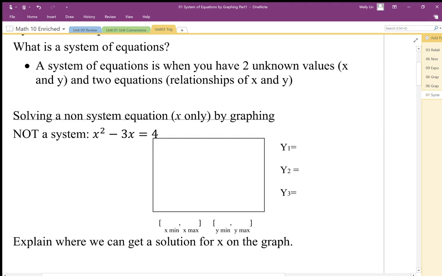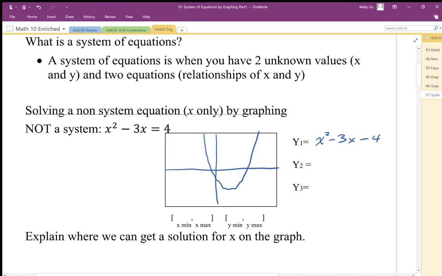So if I were to graph this, I want to first make it equal to 0. So I'm going to do x squared minus 3x minus 4 equal to 0. And then I can graph this as a parabola. So the parabola is going to look like this. It's going to come down through here, something like that.